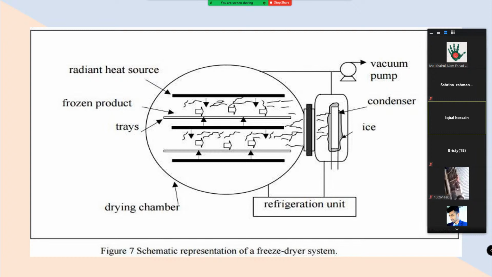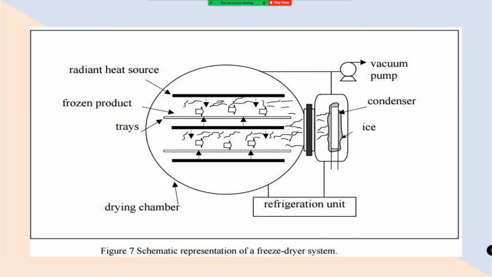Schematic of the freeze dryer system: drying chamber and refrigeration unit. Drying chamber, the radiant heat source, frozen product trays, refrigeration unit, vacuum pump, condenser, and ice.